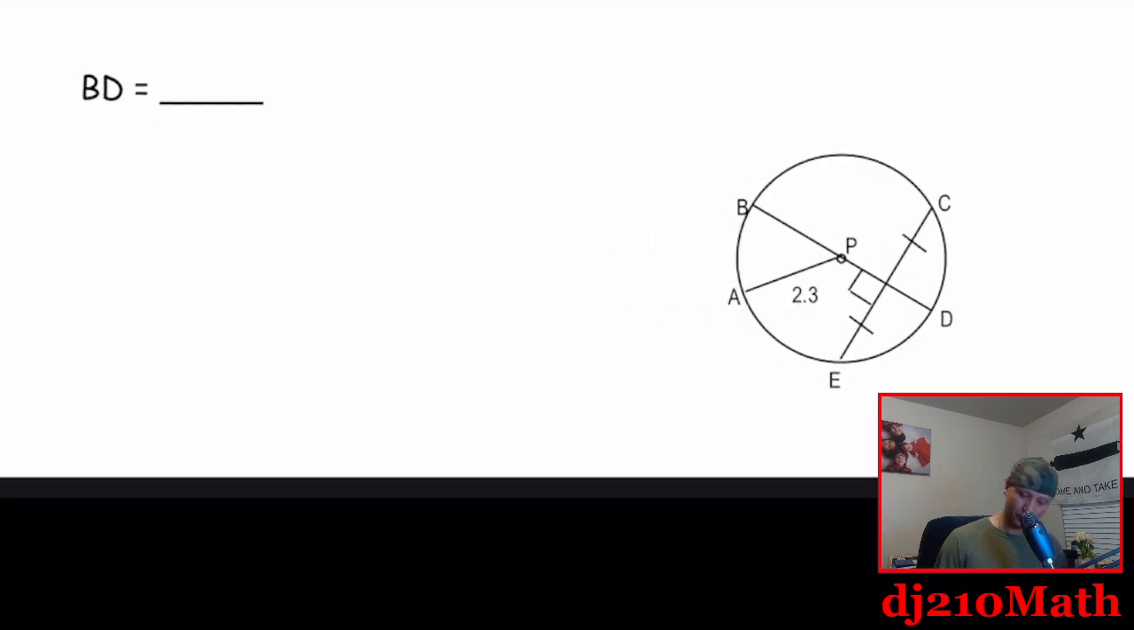BD. Where's BD? BD happens to go through P, which is the center. So that means BD is the diameter. Okay, what information did they give us? They gave us 2.3, and 2.3 is actually the radius. And we know that a diameter is 2 times the radius. So 2 radii added together. So this is 4.6.